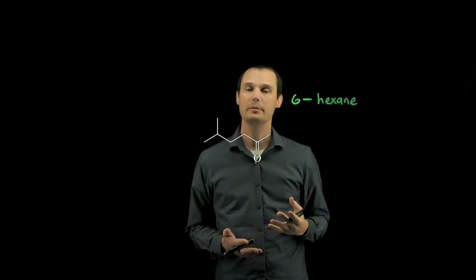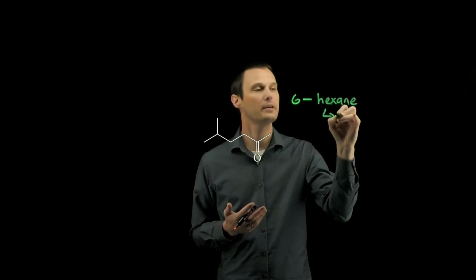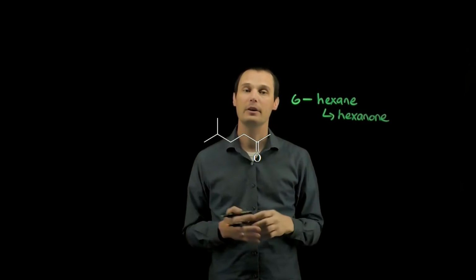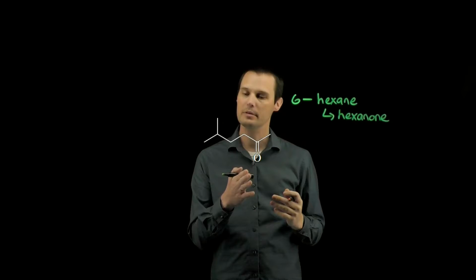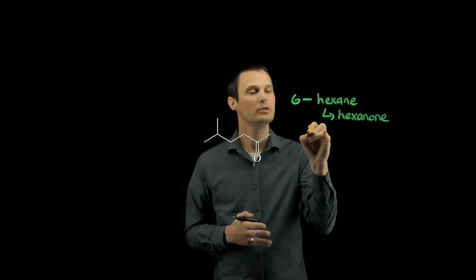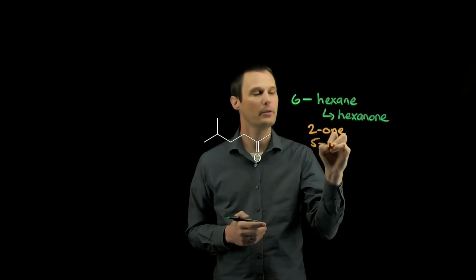But this molecule is not going to be a hexane. It has a ketone in the structure, and so we will update the suffix, and this will be a hexanone. We can then figure out these substituents and their positions. We'll number this molecule from the right to the left in order to give the ketone the lowest number. So at carbon 2, we have the ketone, and at carbon 5, we have the methyl group.